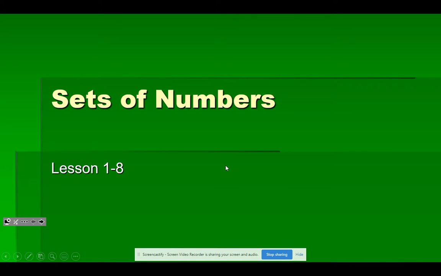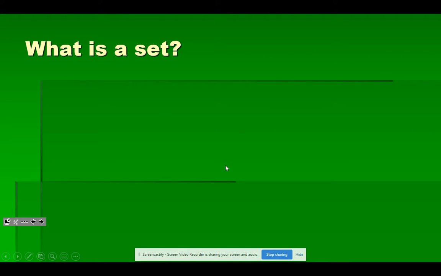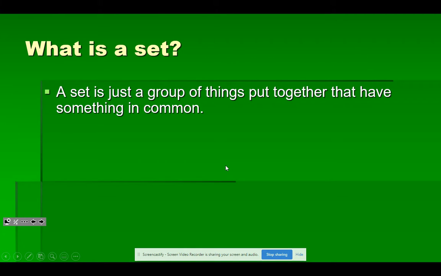This is lesson 1-8, sets of numbers. To begin, we need to identify what a set is. A set is just a group of things that we put together that have something in common. 99% of the time, when we put these groups of things together, it is numbers that have a specific characteristic.